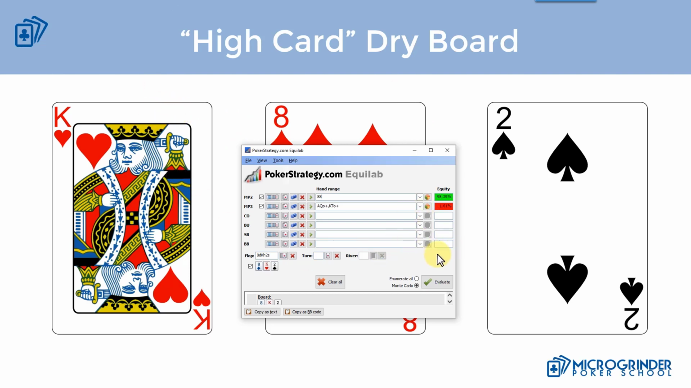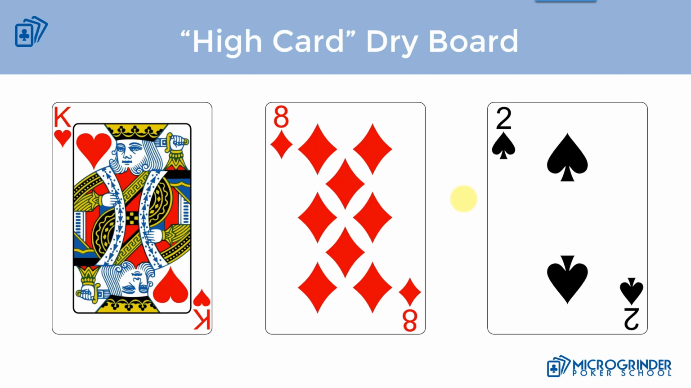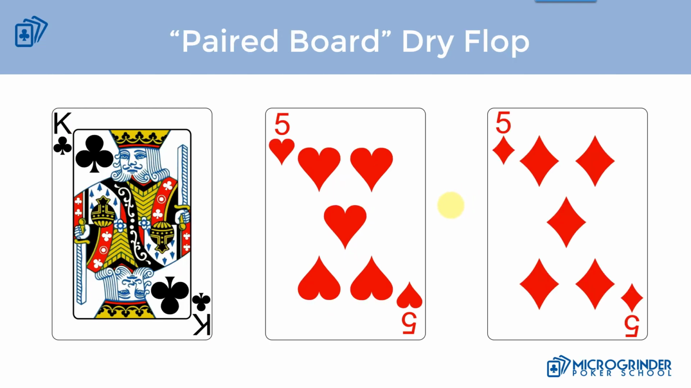So on a wet board texture, we would be incentivized to bet to protect our hand. On a dry board texture, it's the other way around. We don't have a need to fast play our hand because our opponent really can't have that many hands that are going to call us in their entire range.